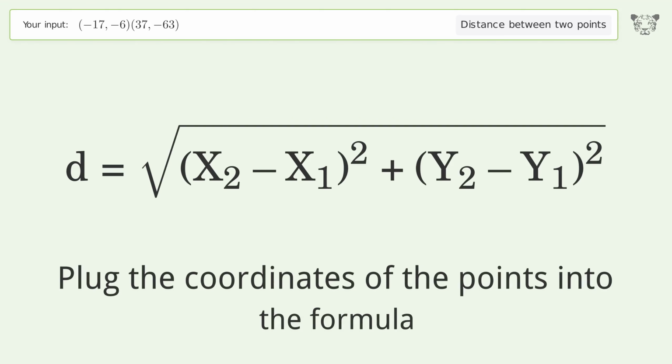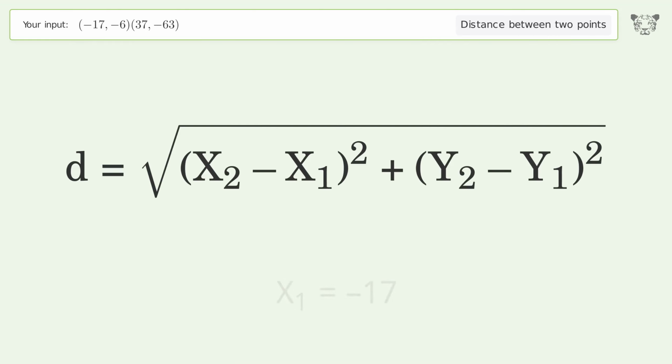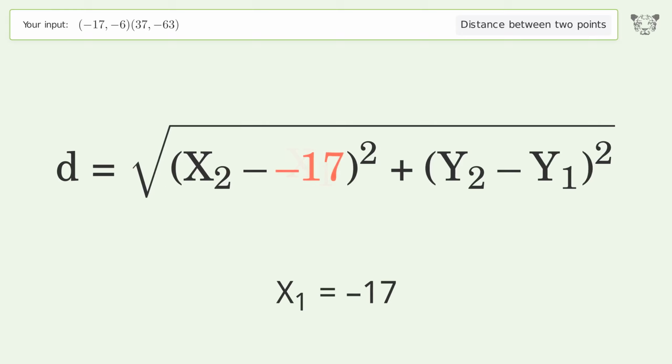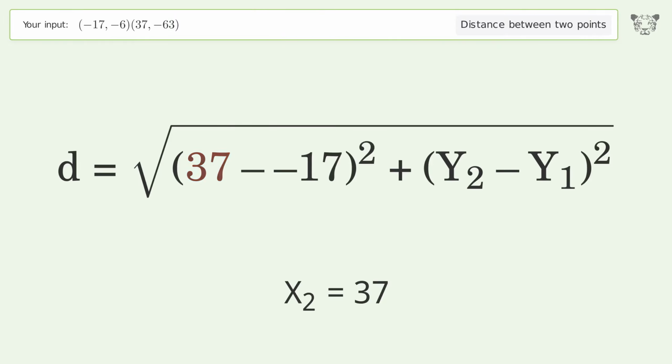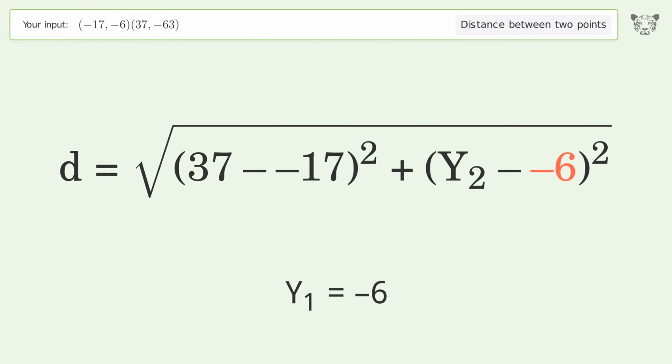Plug the coordinates of the points into the formula. x1 equals -17. x2 equals 37. y1 equals -6. y2 equals -63.